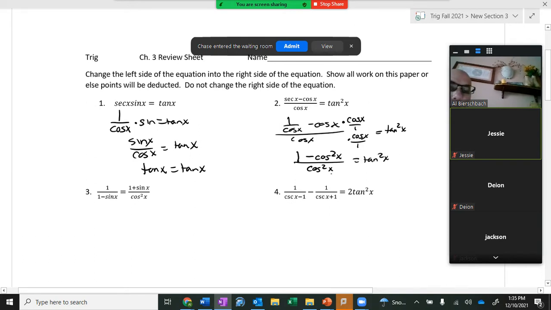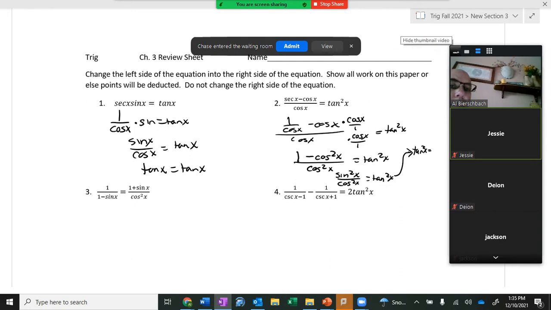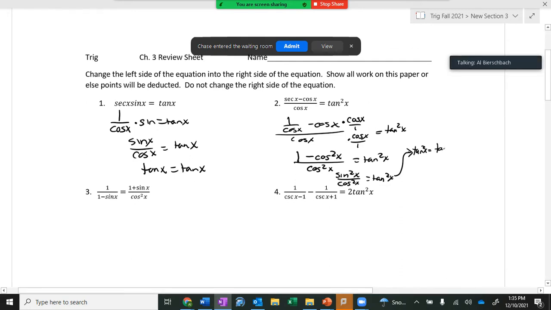1 minus cosine squared is sine squared, and that is tangent squared of x equals tangent squared of x.